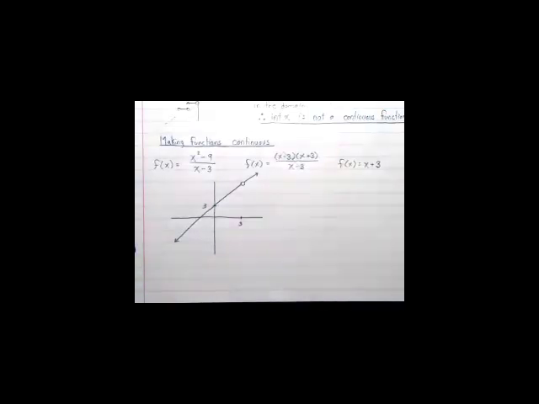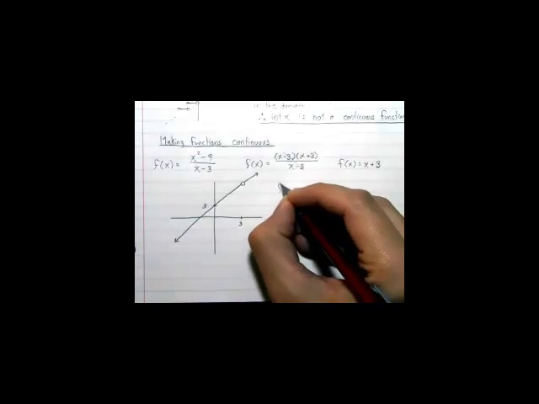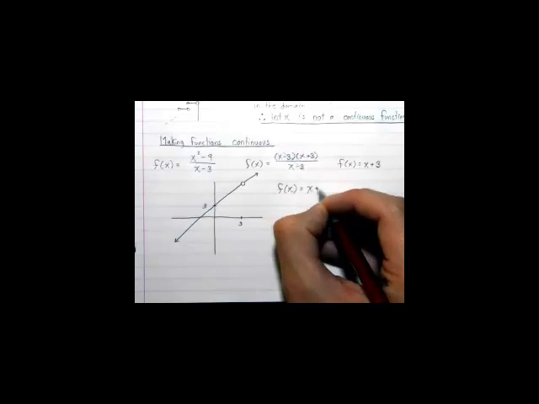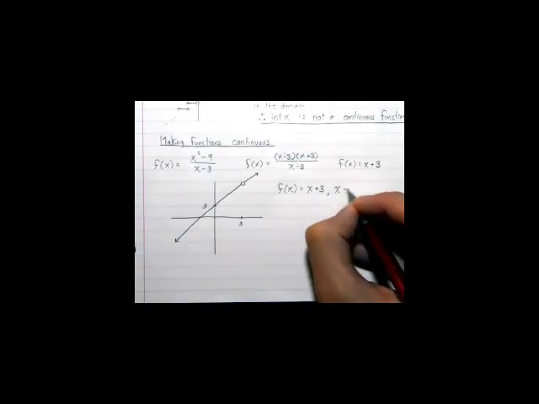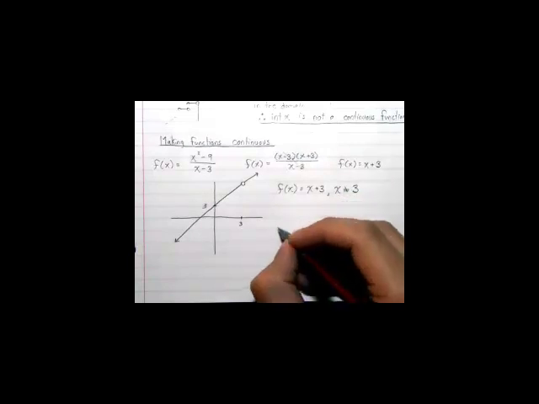But in any event, if I wanted to make this function continuous, I would just need to plug up that hole. So right now, what we've got is f of x equals x plus 3, where x is not equal to 3. But if I allow x to equal 3, if I plug up the hole, so to speak, then I can turn this discontinuous function back into a continuous function. Okay? So there are one of two ways you could do that.